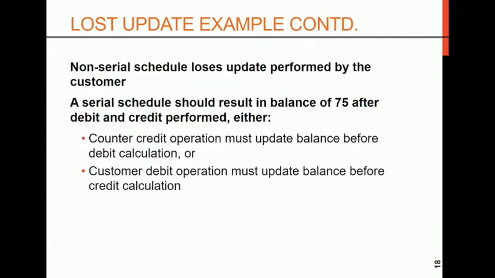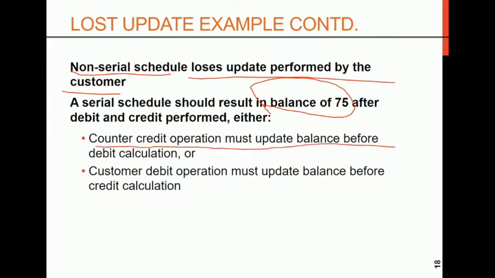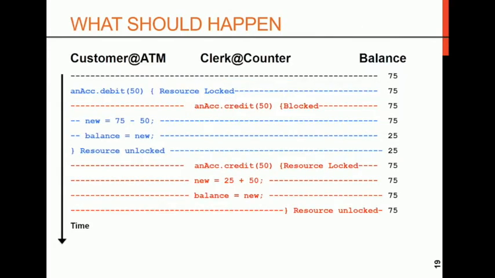So a non-serial schedule loses the update performed by the customer. A serial schedule, on the other hand, should result in a balance of 75, so that's what the correct value should be after the debit and the credit operations have been performed. So either the counter credit operation must update the balance before the debit calculation or vice versa. We shouldn't be doing them at the same time. We should be doing them one after the other. Okay, so this is what we should be doing.